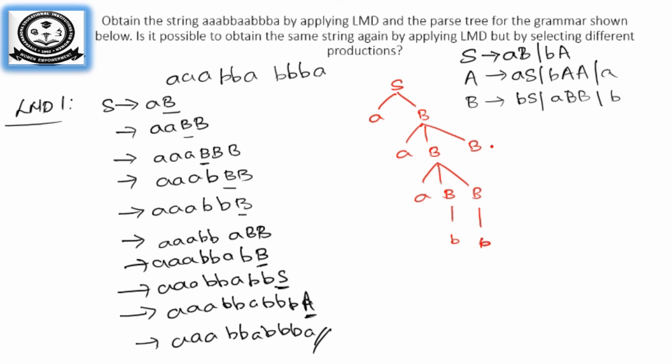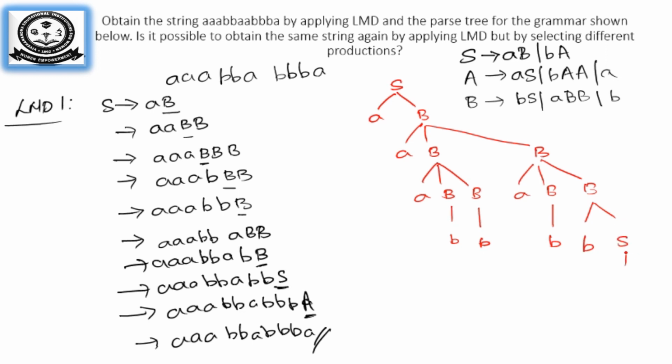Now for this B, we'll take it a little bit outside, so I can have it like this. So B again I have substituted A, B and B. So for this I have substituted B here, and for this I have substituted BS. Then for this I have substituted B and A, and finally for A I have substituted A. So this is the parse tree for the diagram.